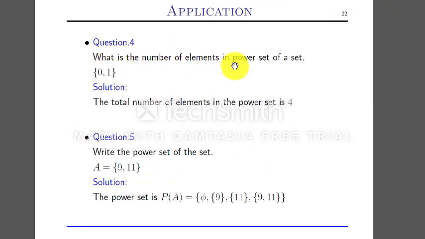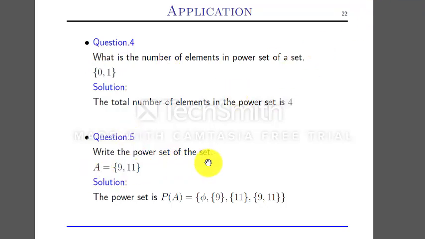Question number 4. What is the number of elements in the power set of a set? This set contains elements 0 and 1. Two elements are contained. Obviously, there is a formula to calculate the number of elements in the power set of this set, which is 2 raised to the power n. Here n is 2, the number of elements. So 2 raised to the power 2 is 4. The total number of elements in the power set is 4.